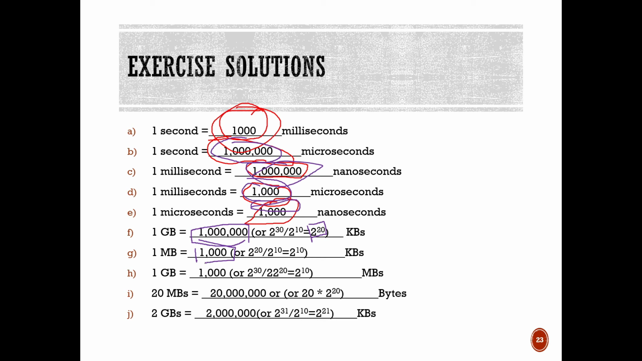Same thing for powers of 2. The power of 2 for a megabyte is 2 to the 20. The power of 2 for kilobytes is 2 to the 10. So once we find those conversions and we divide them, it'd be 2 to the 10 kilobytes in 1 megabyte.